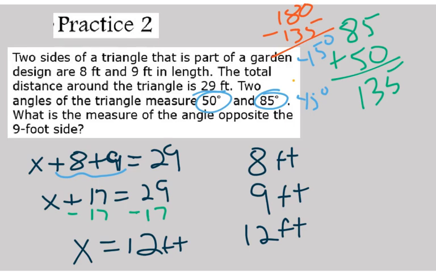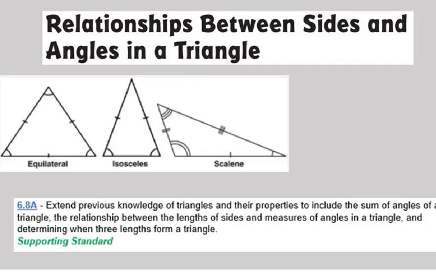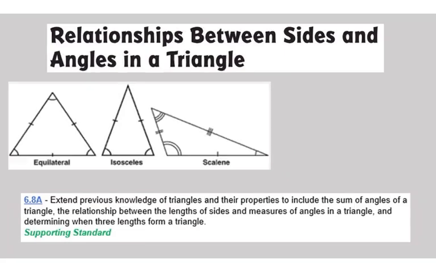Well, you can see that the 50-degree angle is the mid-size angle, so that goes with the mid-size side length. So the answer is the angle that is opposite of the 9 foot would be the 50-degree angle. Okay, that is a look at applying our understanding of the relationship between the lengths of sides and measures of angles in a triangle.